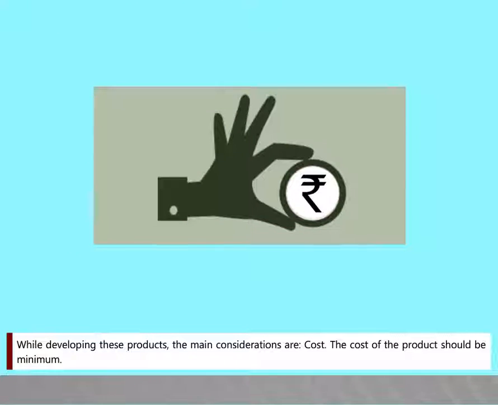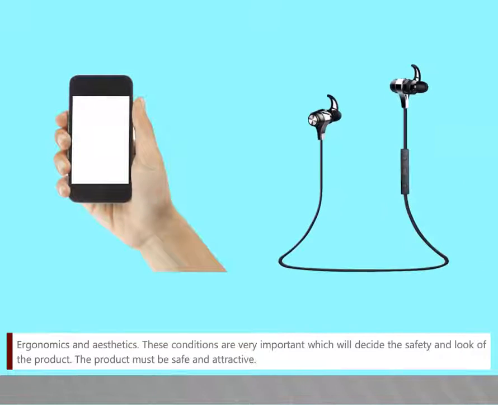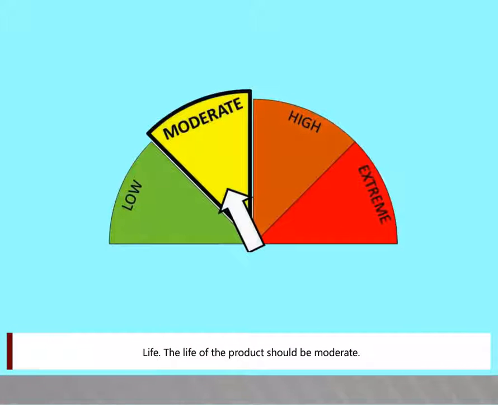While developing these products, the main consideration is cost. The cost of the product should be minimum. Reliability must be good. Ergonomics and aesthetics: these conditions are very important, which will decide the safety and look of the product. The product must be safe and attractive. Life: the life of the product should be moderate.